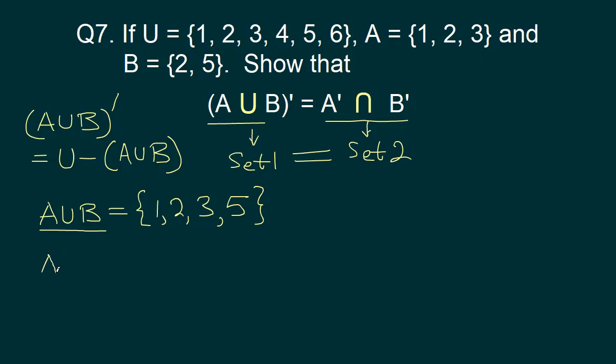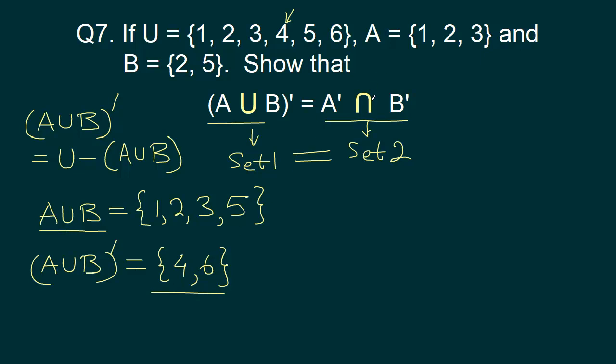So what will be A union B complement? It will be all of the elements in the universal set minus these elements. Let's see what they are. The number 1 is present here, so we cannot write 1. 2 is also present, we cannot write 2. 3 is also present. Element 4 is not here, so 4 goes here. 5 is also present, and then we are left with 6. So A union B complement is this set.